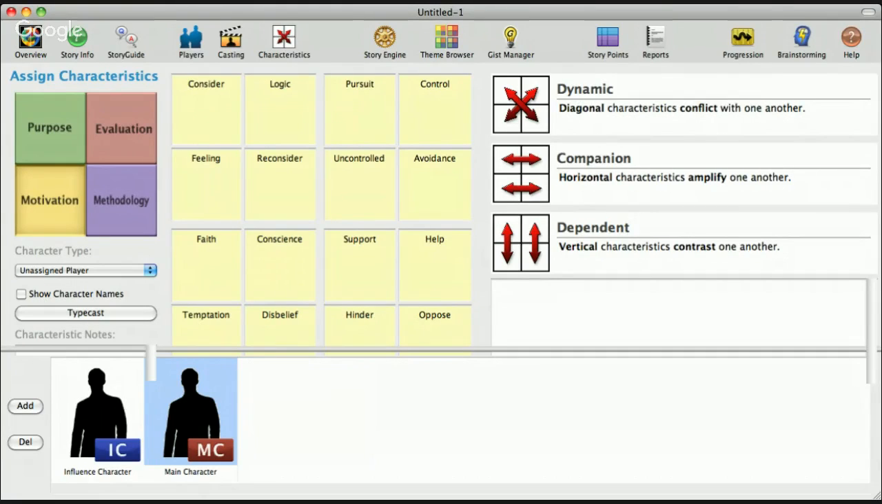Okay, so if you look here, you can see the same relationships in the upper right-hand corner where it says dynamic, companion, and dependent, just like I described. But it really doesn't tell you which one's negative or positive because it doesn't know, because we never worked that part of the theory out.